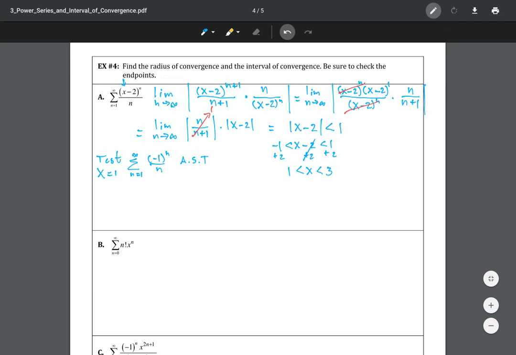I can use the alternating series test, where I basically compare it, and I'm going to write it here, to 1 over n. So basically I don't pay attention to the negative 1.